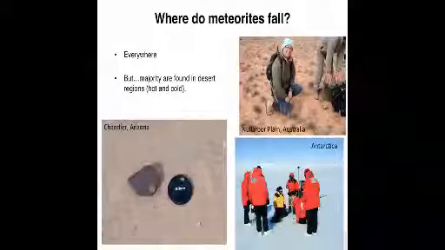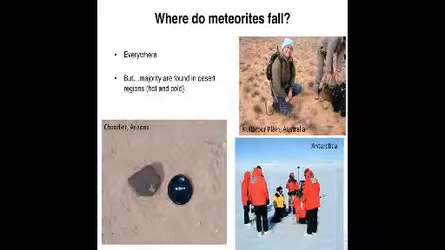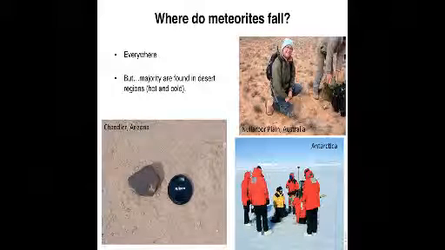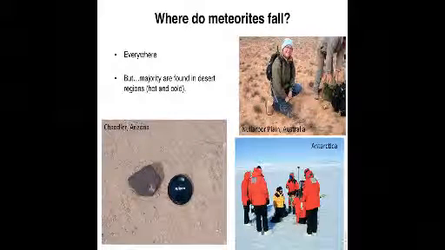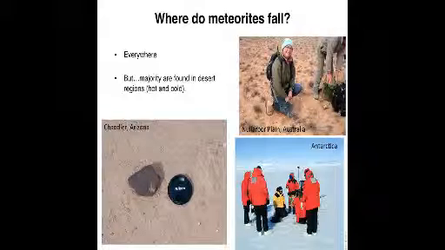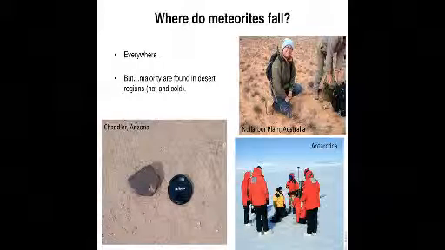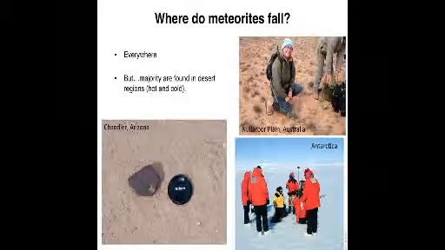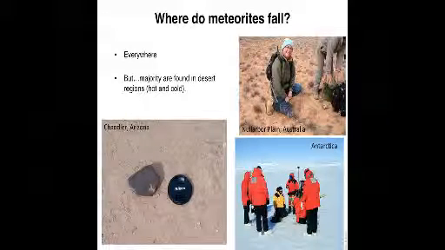Meteorites fall everywhere, everywhere around the Earth. As you can imagine, since the Earth is 70% water, most of the meteorites are going to fall in the oceans, for example. A lot of meteorites are going to fall in terrain that's inhospitable, places where we can't find them, like forests or grasslands. And so the places where most of them are found are deserts, both hot and cold deserts.